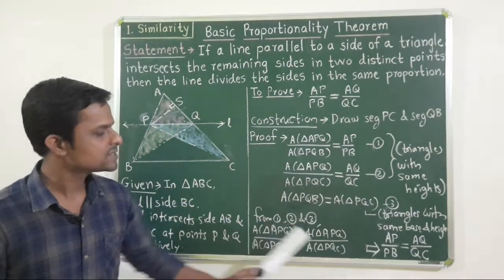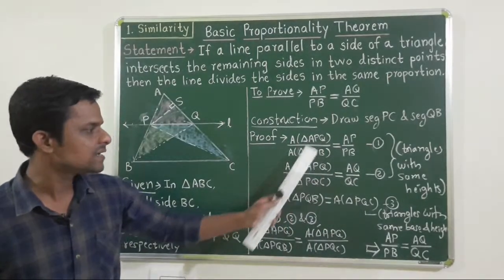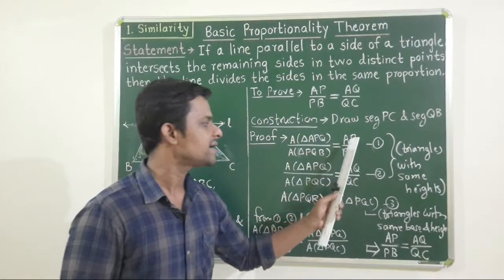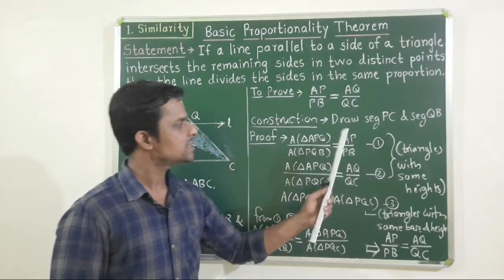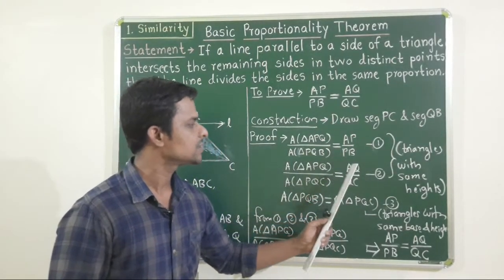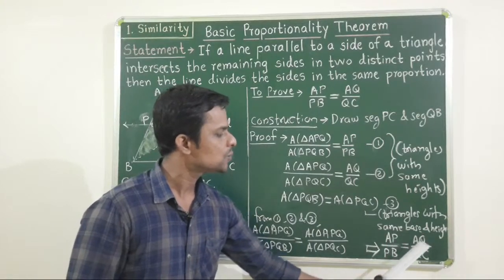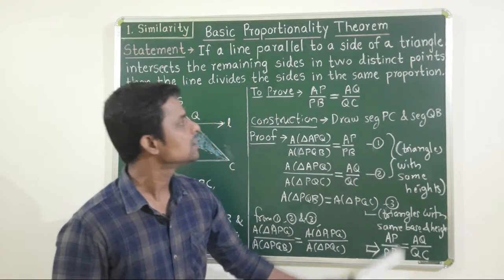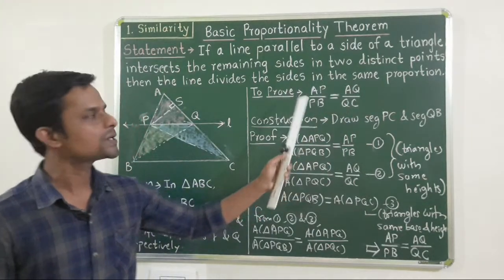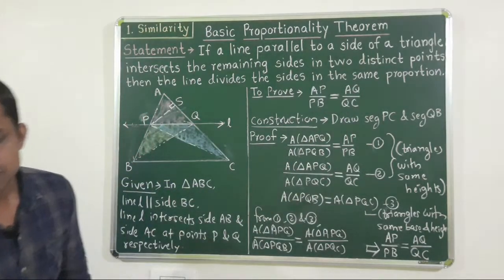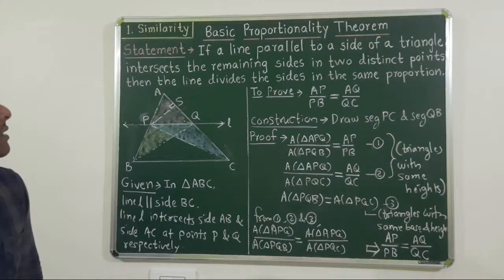Left hand side of 1 is equal to left hand side of 2, and since left hand sides are same, therefore their right hand sides will be also same, that is AP upon PB is equal to AQ upon QC. That is our target. Means we have reached up to our target. This is about basic proportionality theorem.